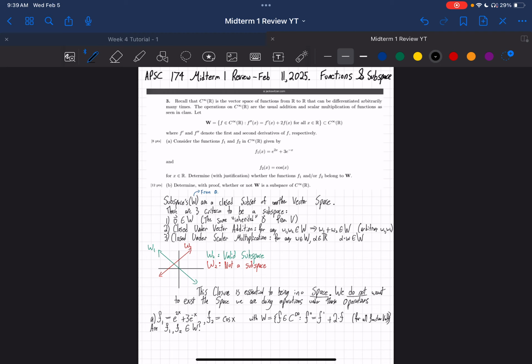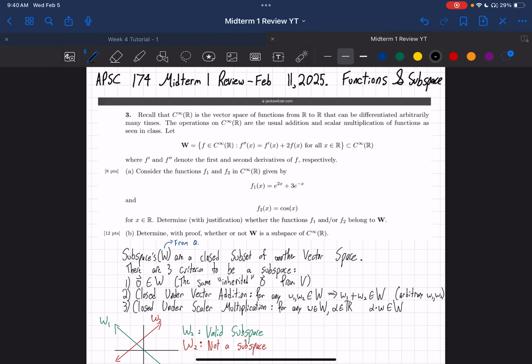I do want to give a disclaimer. This review is not completely covering every single thing you have to study for the exam. You should be doing other studying, but I think this will give you a good direction on intuition to help solve some of these problems. So we're going to talk about functions and subspaces in the same video. These are both a little bit complex, but essentially most of the questions work exactly the same way.